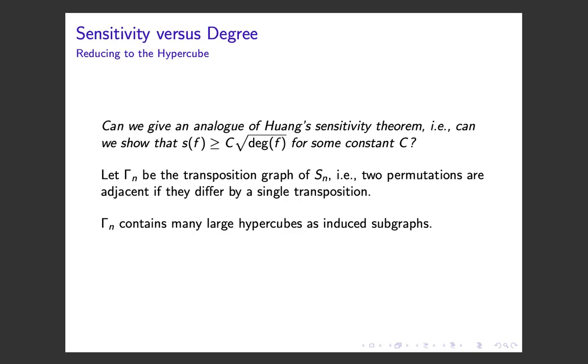The fact that this object has many large hypercubes sitting inside it makes you wonder, maybe we can just reduce this problem of deriving a sensitivity theorem for permutations to the hypercube. So that's the idea. We want to reduce to the hypercube.